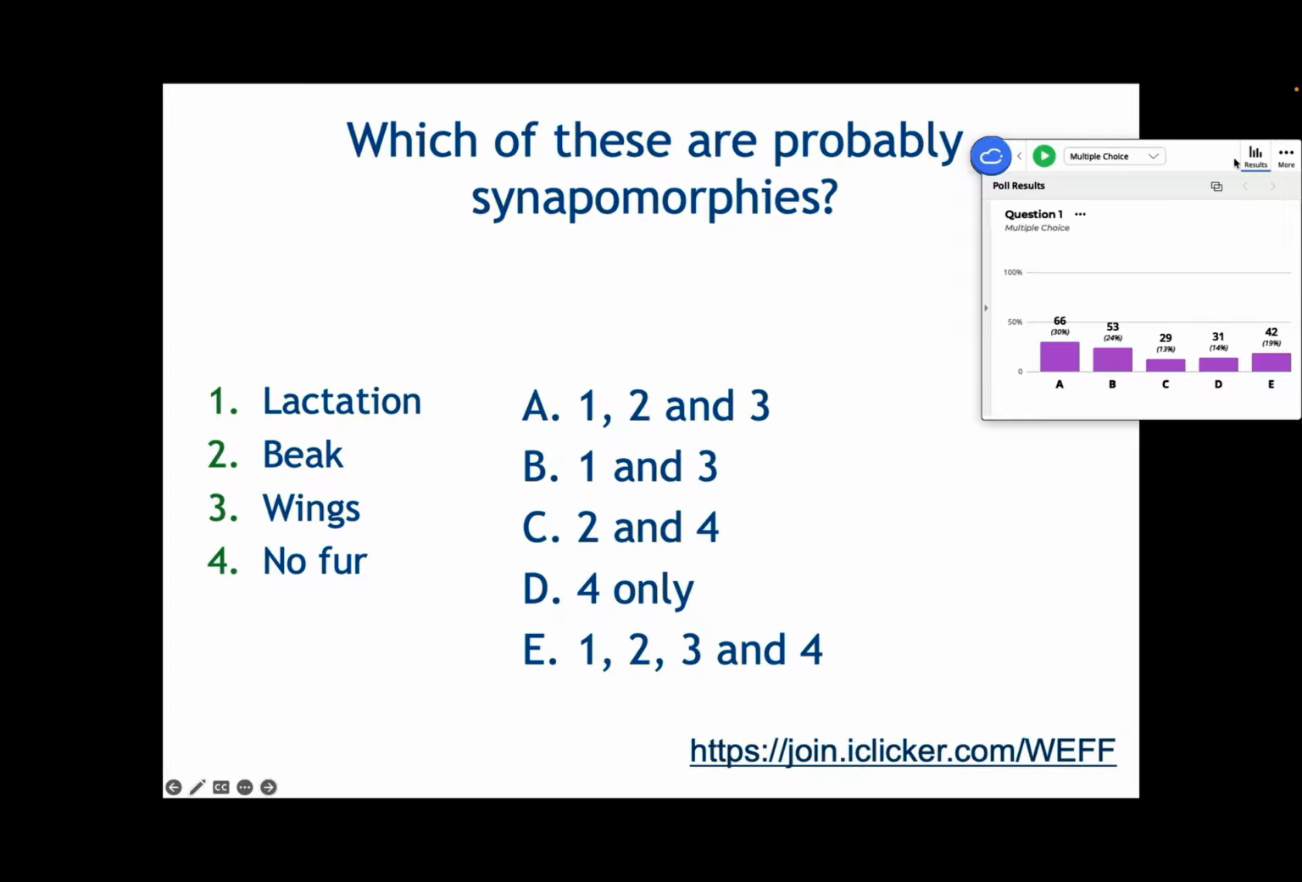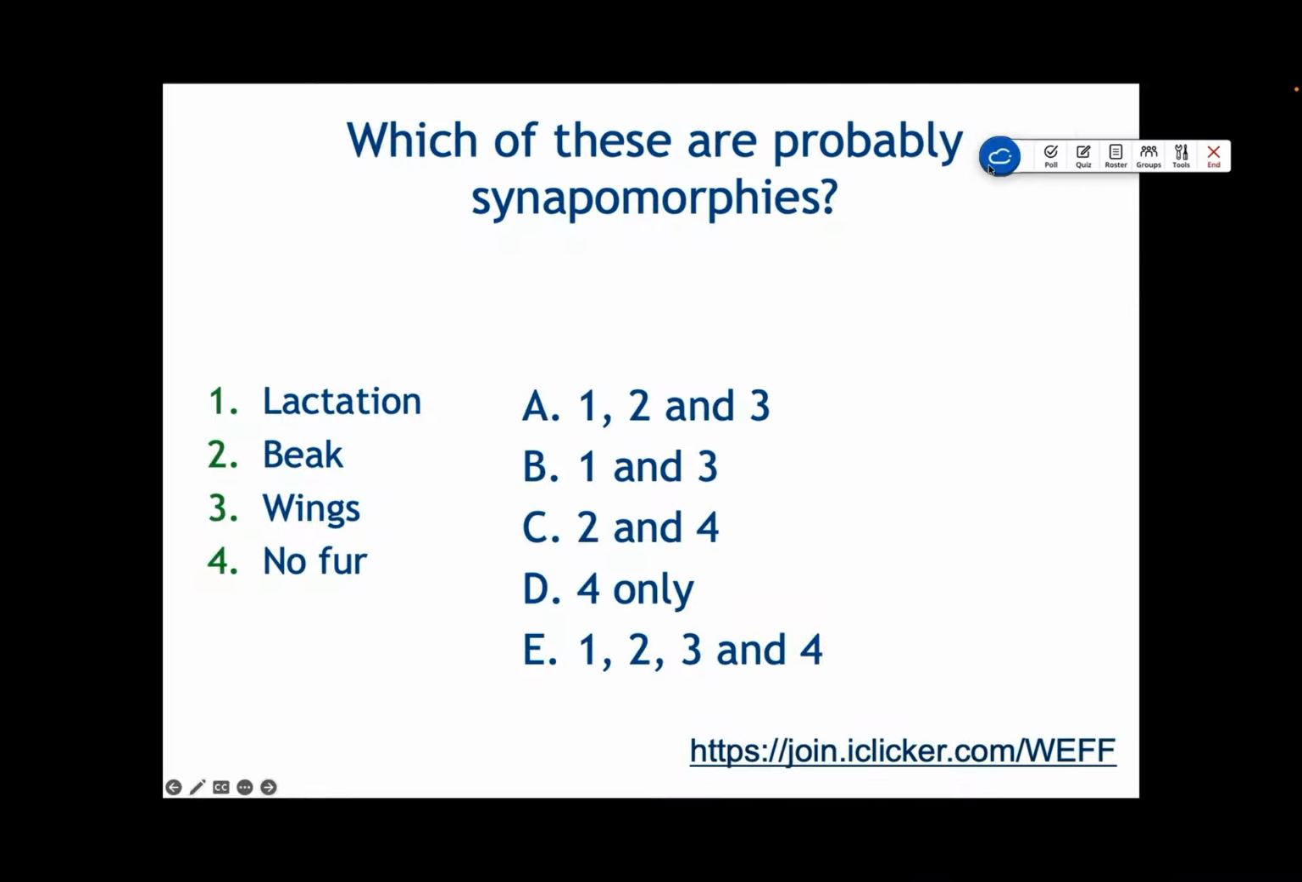Having no fur is something that is shared. So frogs don't have fur and chickens don't have fur. But the absence of fur is probably an ancestral trait, not a derived trait. So no fur is actually a symplesiomorphy, not a synapomorphy, probably. Okay, so then lactation and wings are synapomorphies, so yeah, 1 and 3 are the correct answers here. Another synapomorphy that just doesn't fit into the constraint of multiple questions would be having fur. Fur is shared by 2 of these taxa, and it's probably derived.